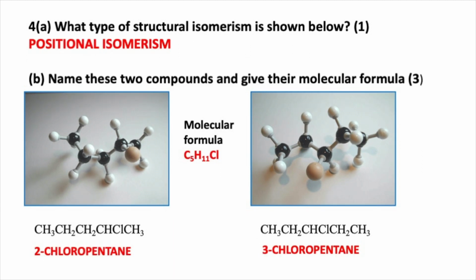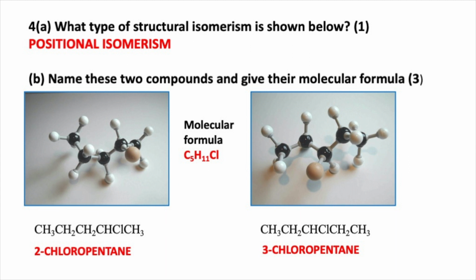So for question 4, the type of structural isomerism that is shown below is positional isomerism. And this is because the functional group, the chlorine atom here, is moved to a different position. So if we look at the first compound, we have 5 carbons in the chain and the chlorine is on carbon 2. So it's called 2-chloropentane. And the next compound, the chlorine is on carbon 3. So it's called 3-chloropentane. All we've done is move the functional group to a different position on the carbon chain.